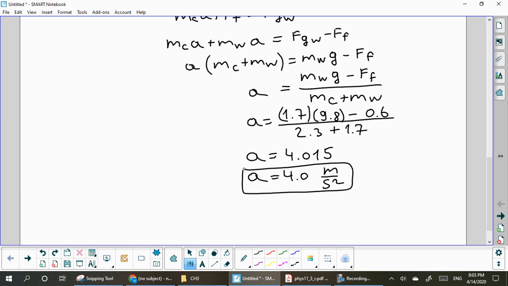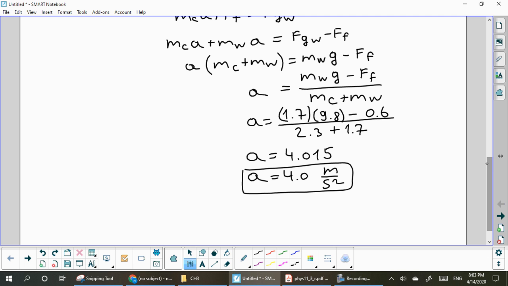For the cart, it's going to be moving to the right, 4.0 meters per second squared. For the weight, it's going to be moving down 4.0 meters per second squared. And that is the solution for this type of question. So if you need any other explanations, email me.